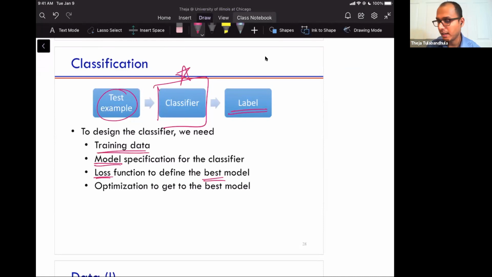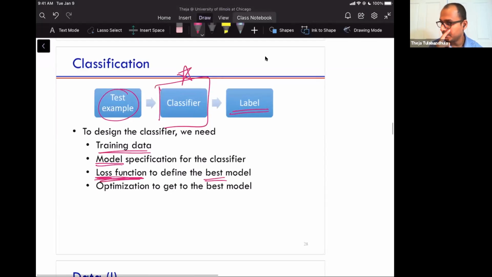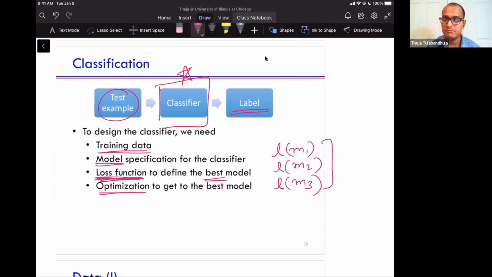Okay, and then finally, once you know what the loss function is, what you can do then is optimize. Optimize just means, if you only had like 3 candidate models, model 1, model 2, and model 3, then you can certainly compute a loss for model 1, loss for model 2, loss for model 3, and take whichever one has the lowest loss. Okay, but that's only if you have 3 models.